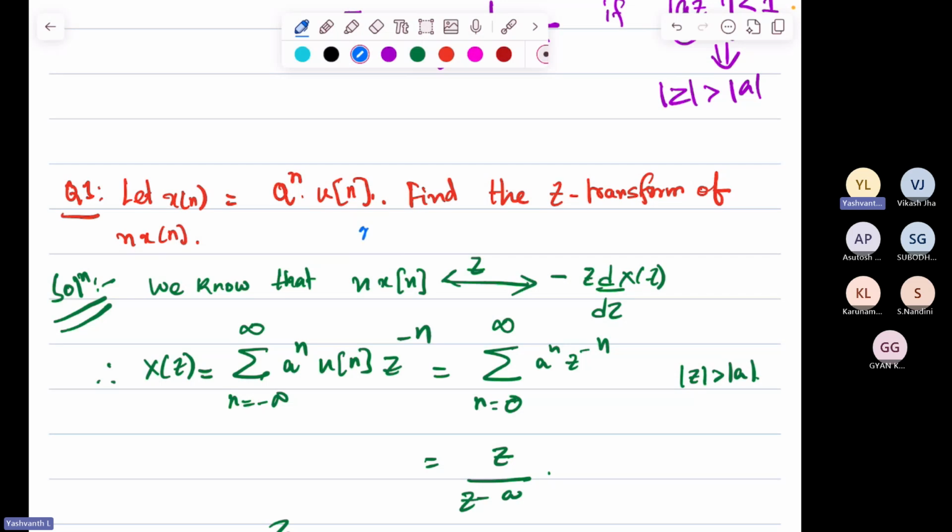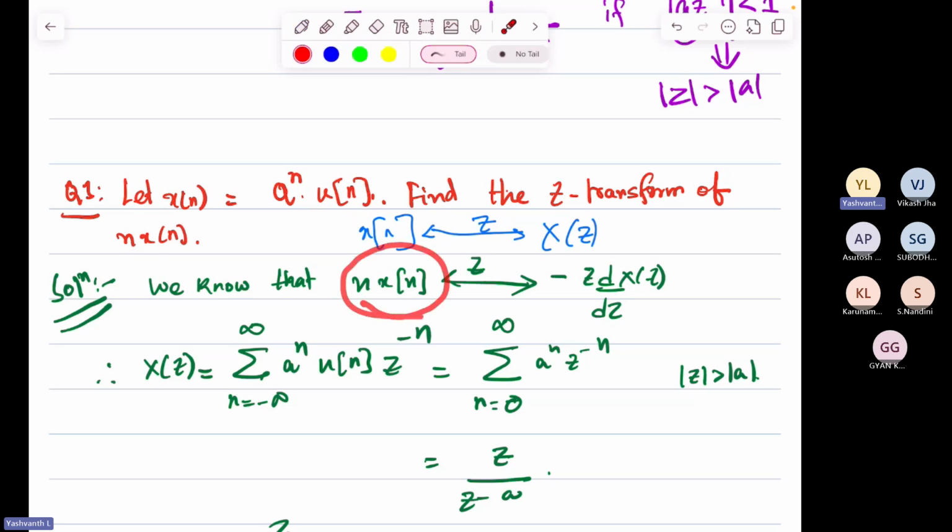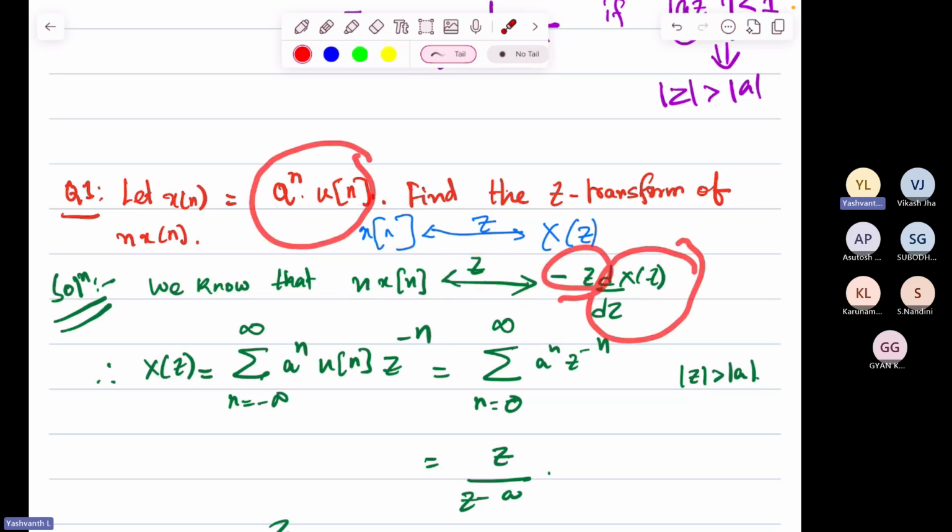If x of n had Z transform capital X of Z, then what we saw from the property is that n times x of n will have Z transform minus Z into d by dz of X of Z. So basically, you find the Z transform of x of n, take d by dz of that, and multiply with minus Z.